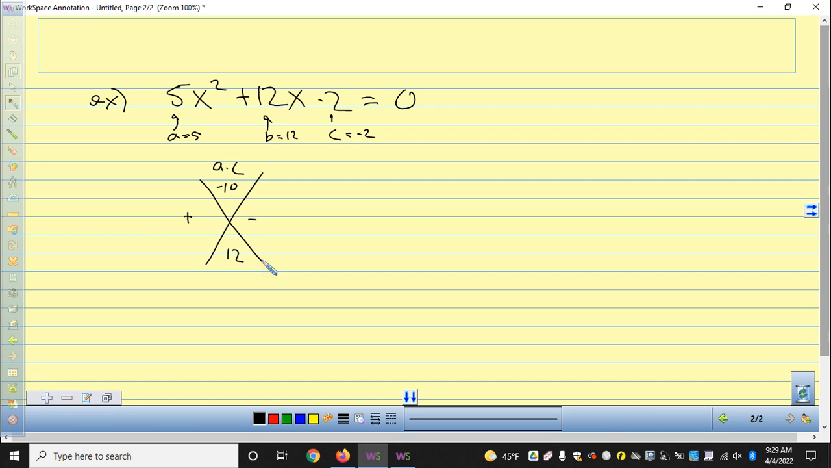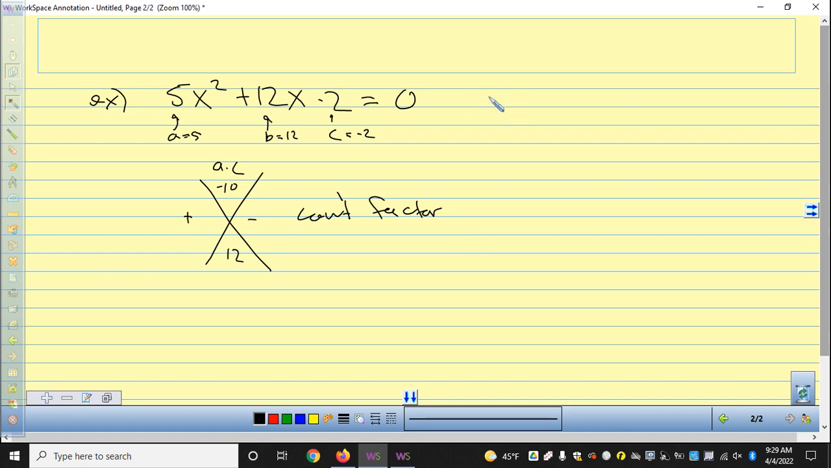And we'd say, okay, I need two numbers that multiply to negative 10 and add to positive 12. Can we find those two numbers? No. There's no two numbers that multiply to negative 10 and add to positive 12. So we can't factor. That would be a clue that we would use the quadratic formula. If we try to factor and we can't, that's when we use the quadratic formula.